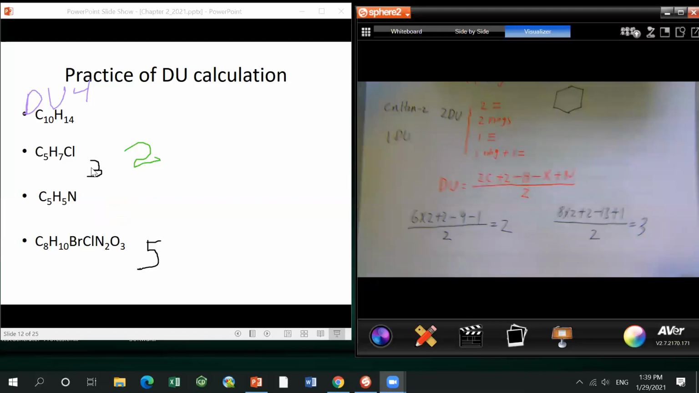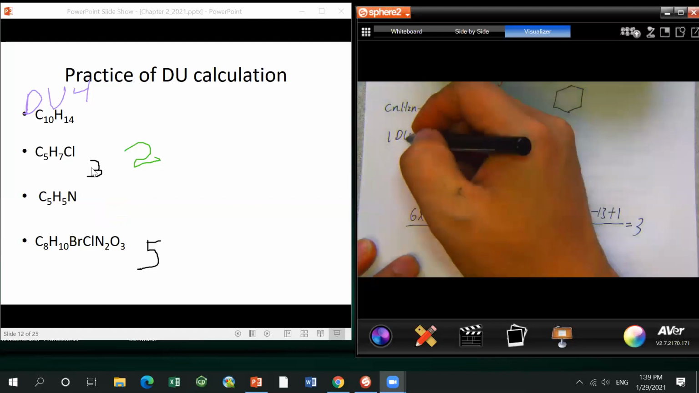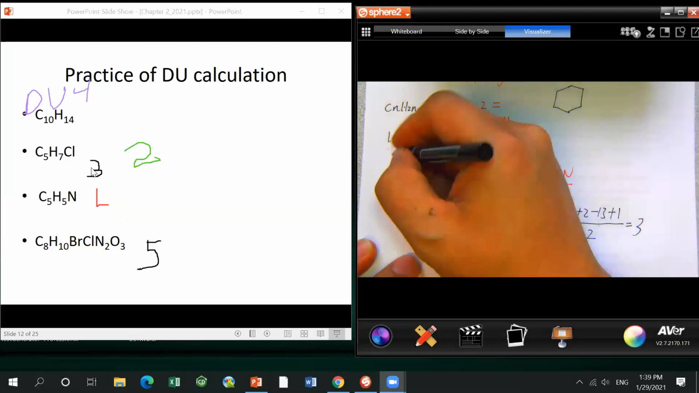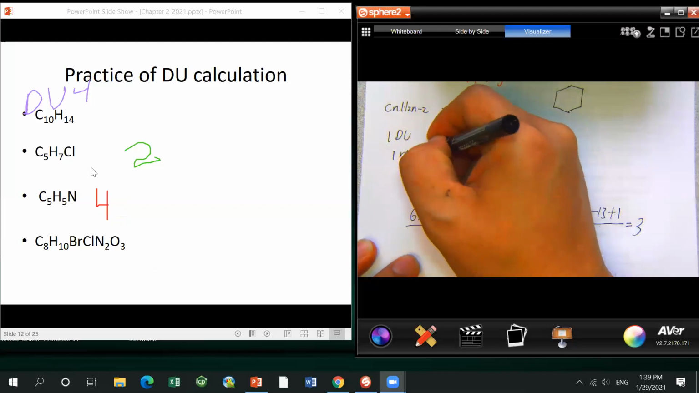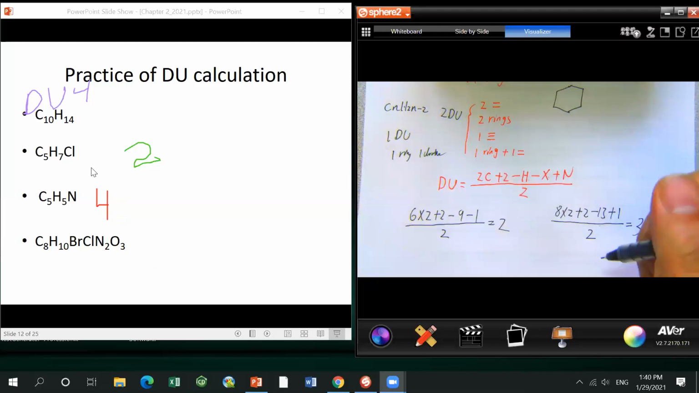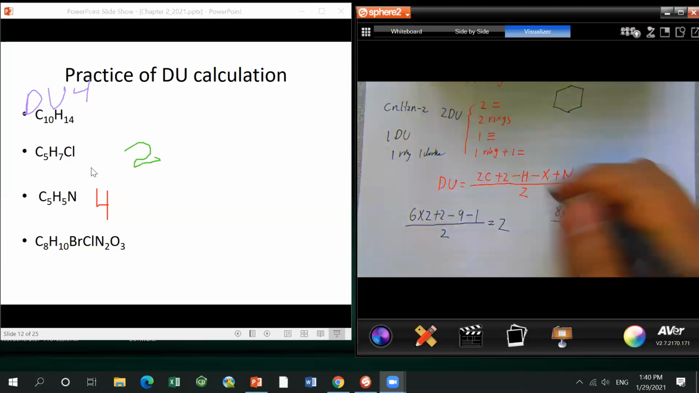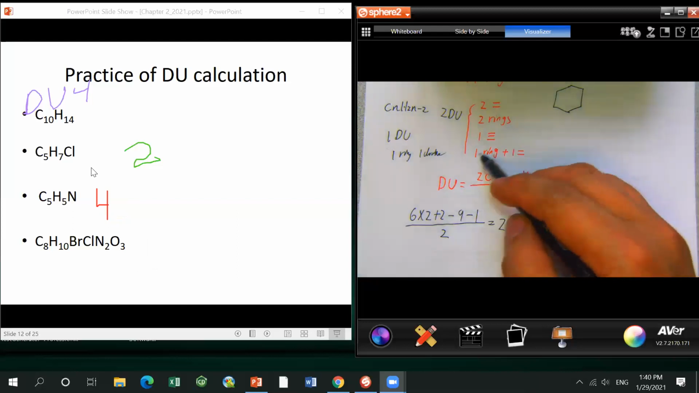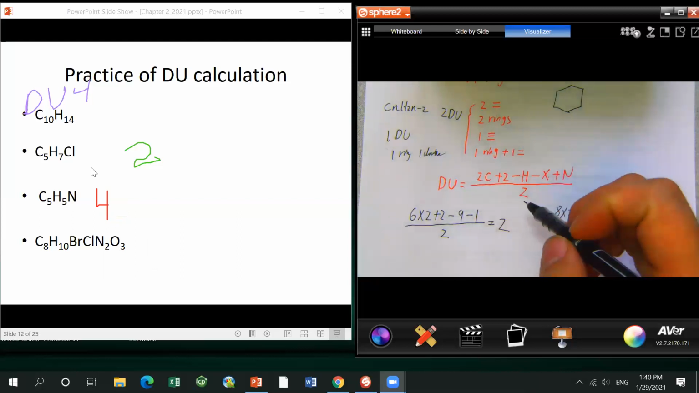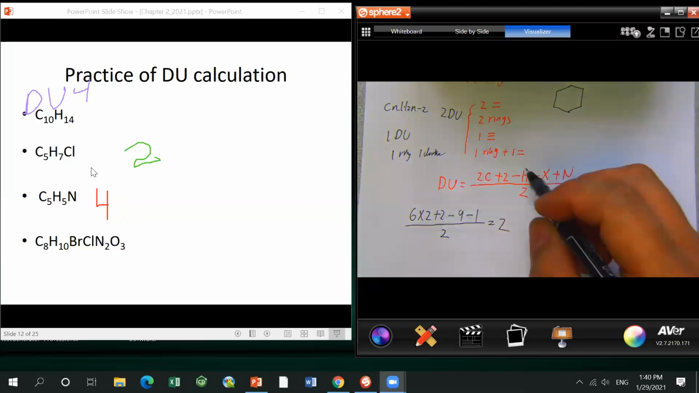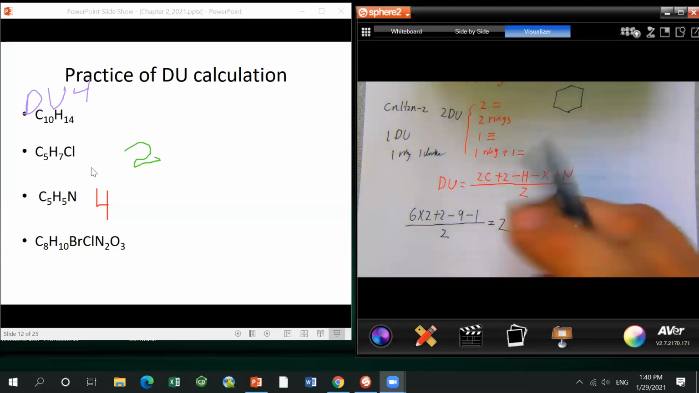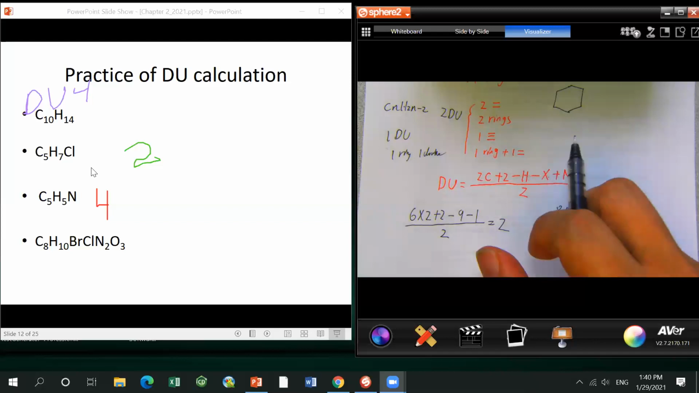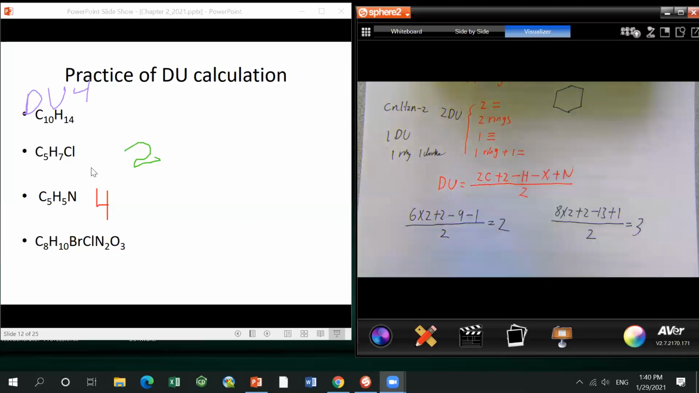We'll give you an example later. 1 degree of unsaturation means there's only one ring or one double bond. If the DU number equals two, it can be two double bonds, two rings, one triple bond, or one ring plus one double bond. That helps you figure out the structures of the molecule and helps you draw the constitutional isomers. That's the key thing.